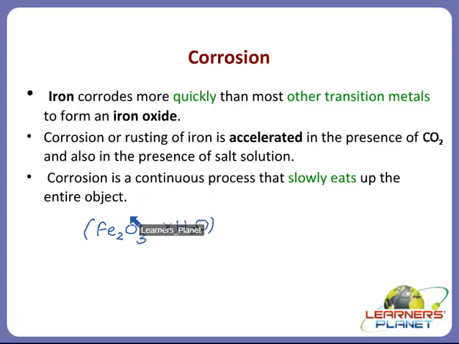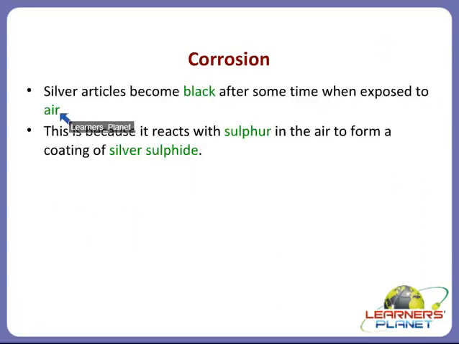So apart from iron, there are a few more metals which get corroded, like silver. Silver articles become black after some time when exposed to air. Now this silver is not a reactive metal, right? It doesn't react with oxygen of air. What it reacts with is sulfur in the air to form silver sulfide. Now there is a metal like aluminium. Aluminium is a metal which is resistant to corrosion. So aluminium is resistant to corrosion.